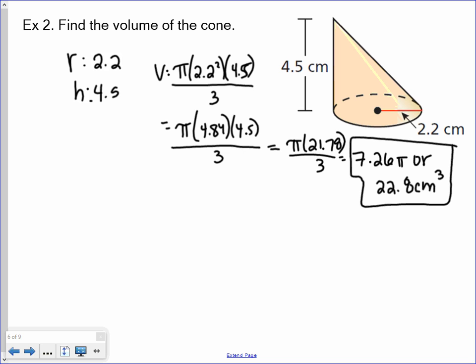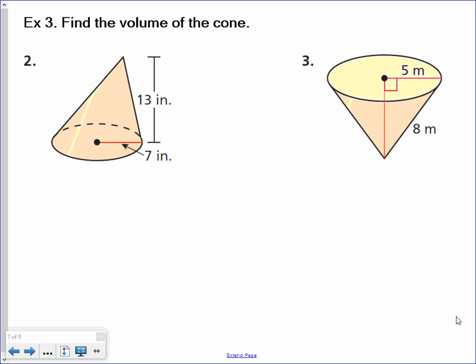I would accept either if it were a test. So even though it's an oblique cone where it's slanted, it still encompasses the same amount of volume that a right cone would. Okay, we're actually going to skip the next one and jump to the third one on the back. So we're going to skip number 2 and jump to number 3.